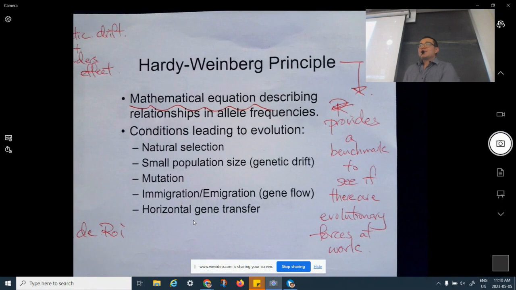Now, there is a math part to this, okay? There is a math part to this called Hardy-Weinberg principle or Hardy-Weinberg equilibrium.